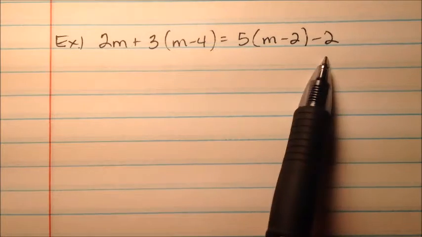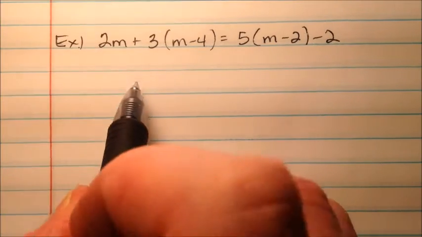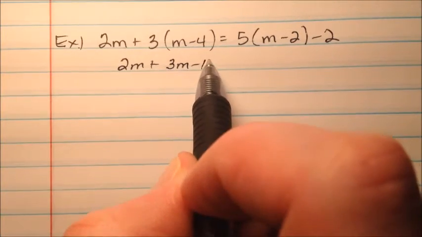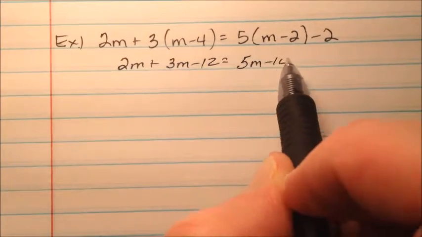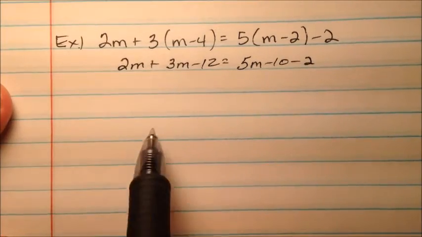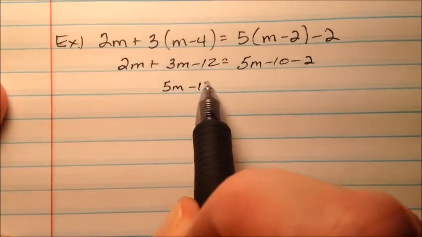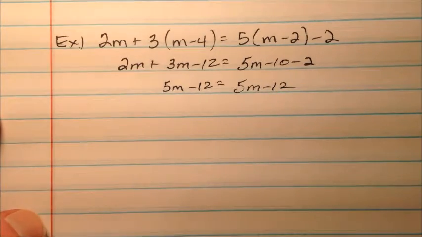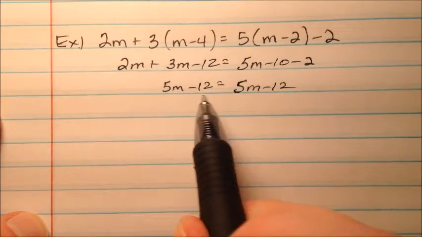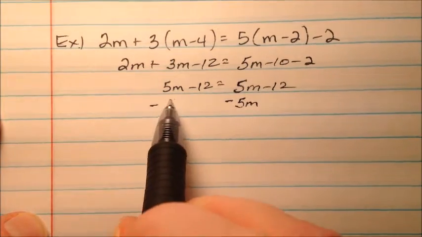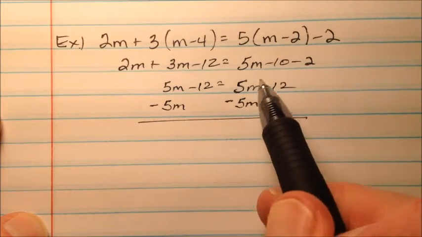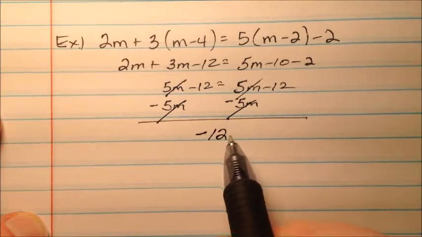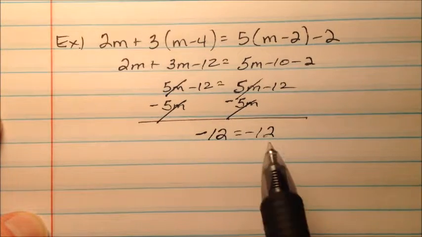So here we have our first example. I'm going to go ahead and solve it just like I normally would. I'm going to use my distributive property first, and then I'll combine like terms on both sides. When I combine like terms, 5m minus 12 equals 5m minus 12. Well, that's a very interesting thing. So let's try to get my variables on one side. I'll subtract 5m from both sides. But when I do that, they actually cancel on both sides, and I'm left with negative 12 equals negative 12.